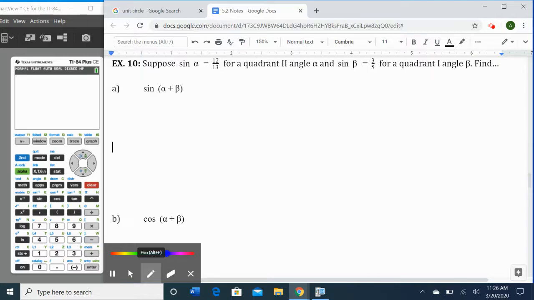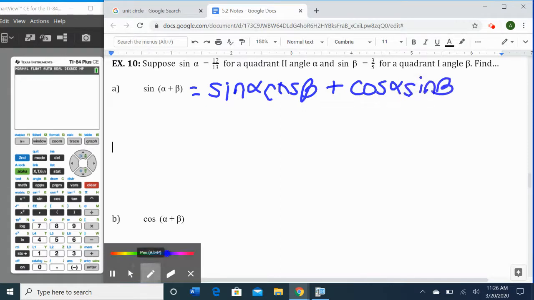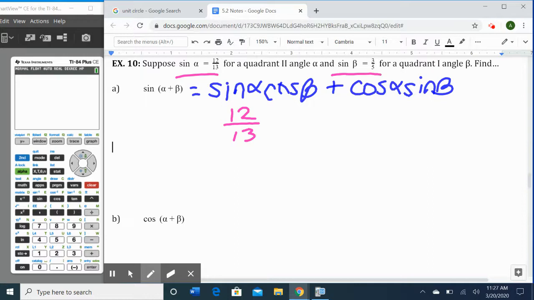Now we have a formula that I'm going to write down that says the sine of alpha plus beta is equal to the sine of alpha times the cosine of beta plus the cosine of alpha times the sine of beta. Let's think about what we know. We know that the sine of alpha is 12/13, and we know that the sine of beta is 3/5. So I'm plugging in pieces of my puzzle. I need to figure out the cosine of beta and the cosine of alpha, and I can go in whichever order I want.